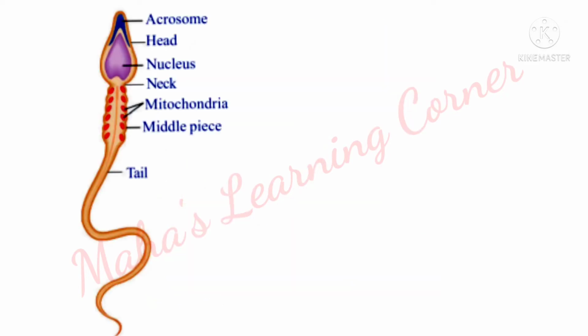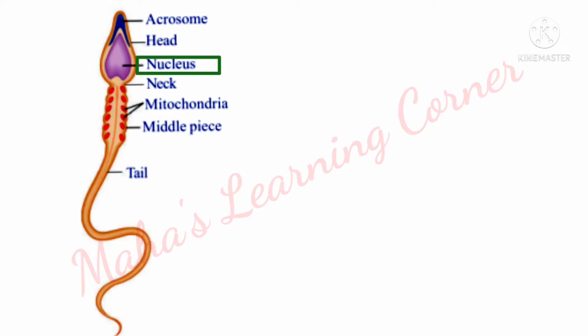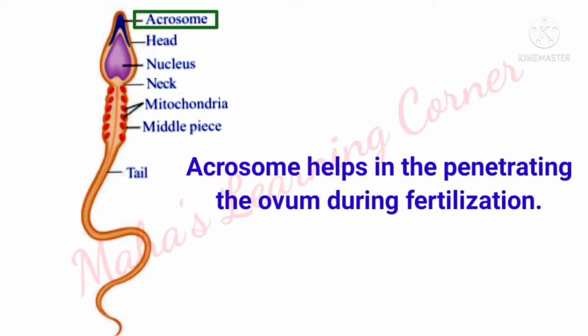This is a sperm cell. Its body consists of 4 parts: head, neck, middle piece and tail. Sperm has a streamlined body that allows it to move quickly. The nucleus is present in the head. A special structure on the head called the acrosome helps in penetrating the ovum during fertilization.